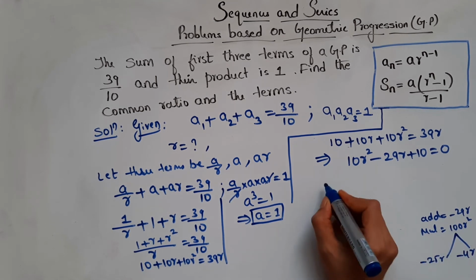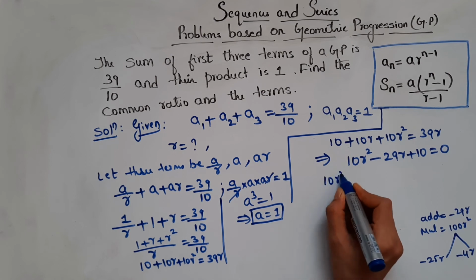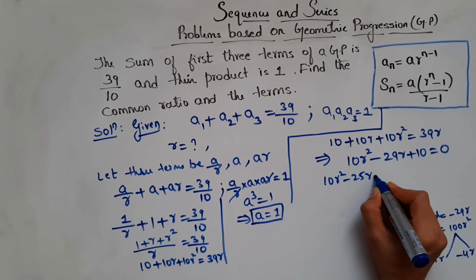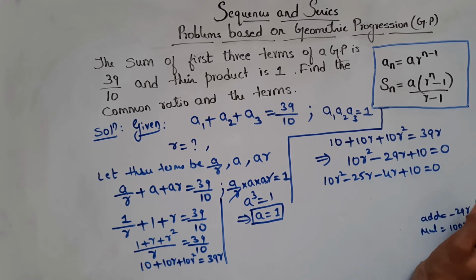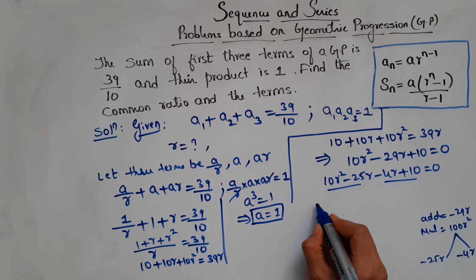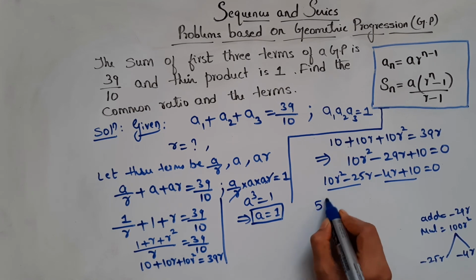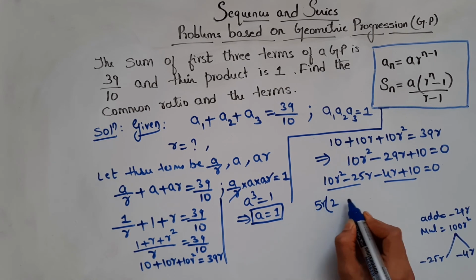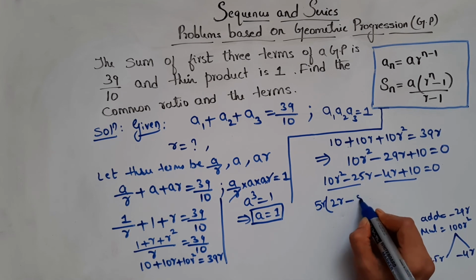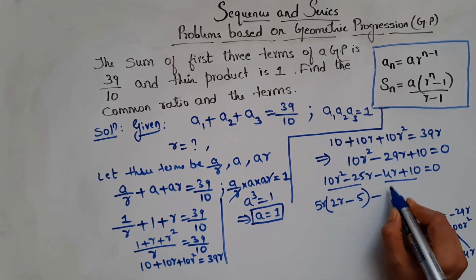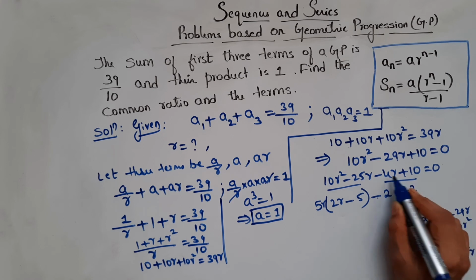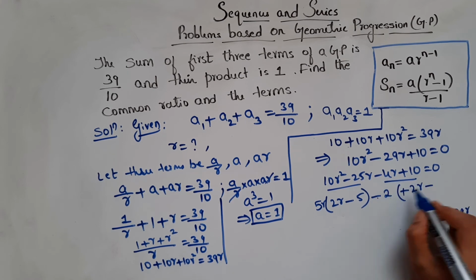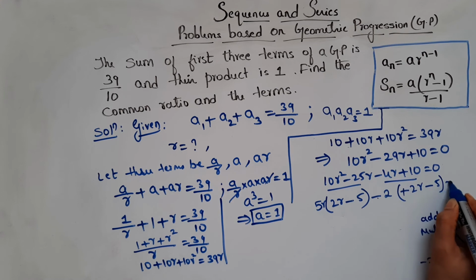So let's solve here. 10r² − 25r − 4r + 10 = 0. So let's group these two. Here, 5 is common: 5 2s are 10, r is common, so r − 5; 5 5s are 25. Minus here, 2 is common, so minus, minus into plus is minus, 2 2s are 4, r; minus into minus is plus, so 2 5s are 10, which is equal to 0.